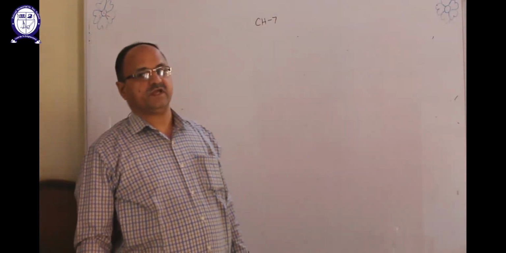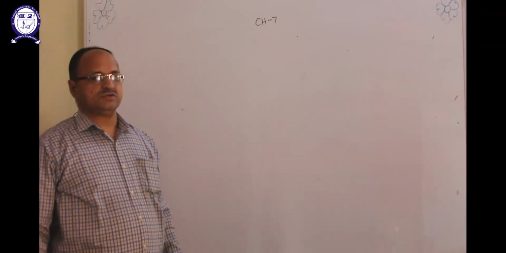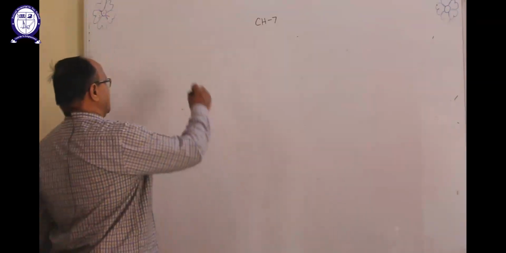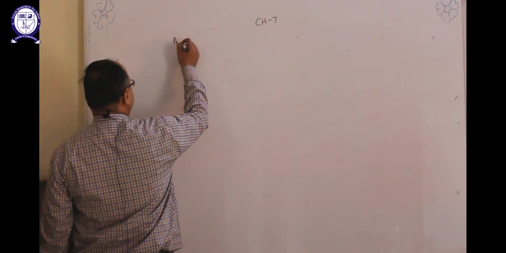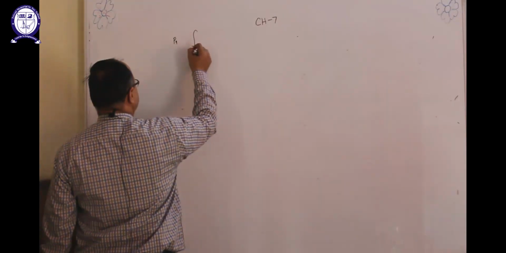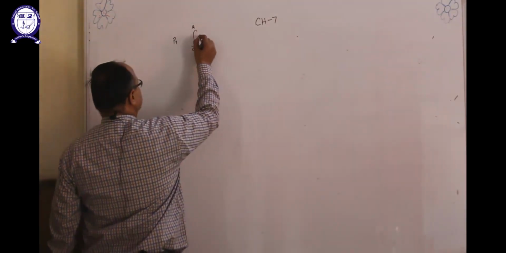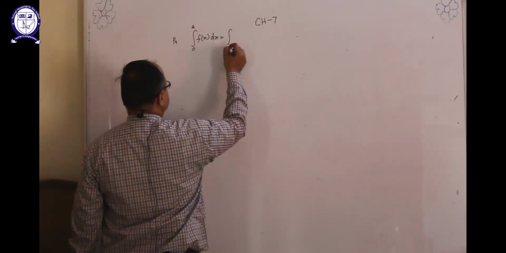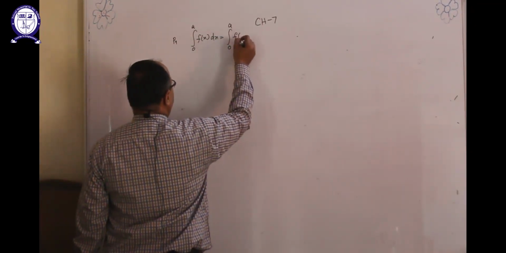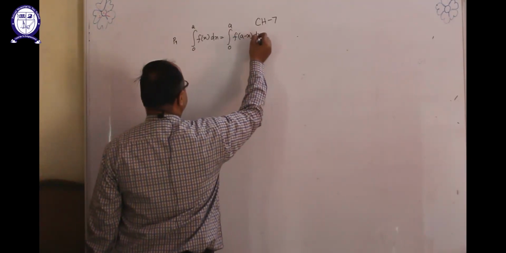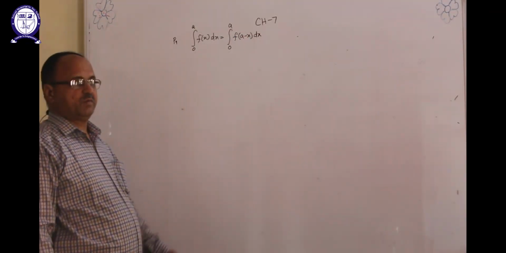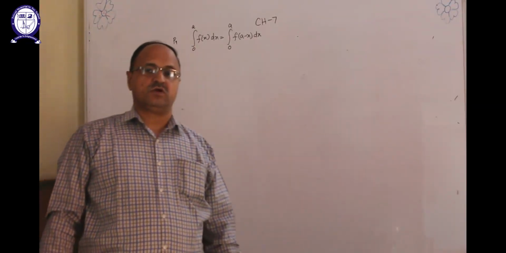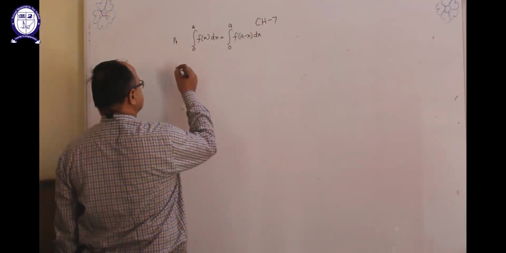Today our topic is integration. Today we will discuss the property P4 in definite integration. You know that property P4 very well: integration 0 to a of f(x) dx is equal to integration 0 to a of f(a minus x) dx. This property is called P4. Using this property, we can solve some very important questions.